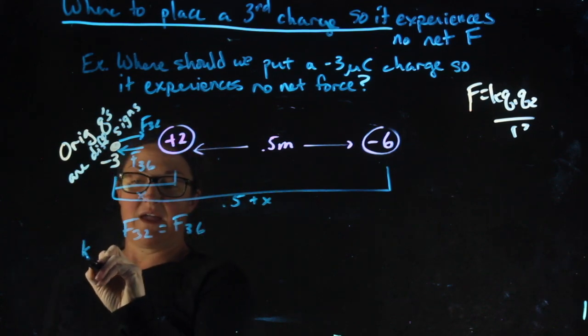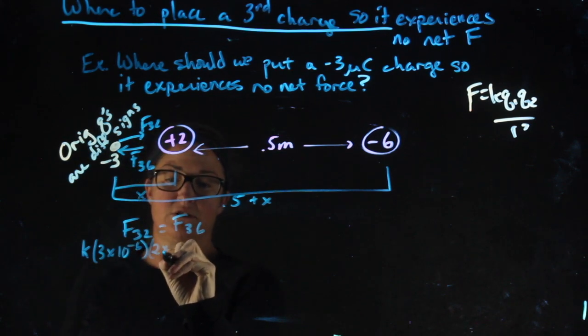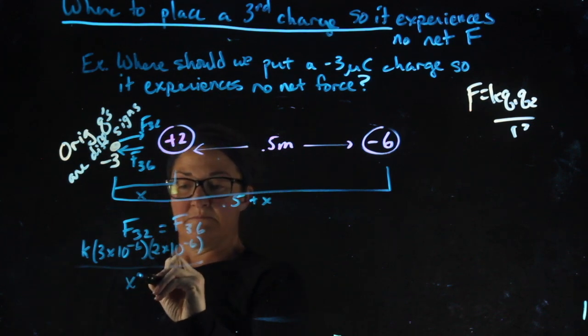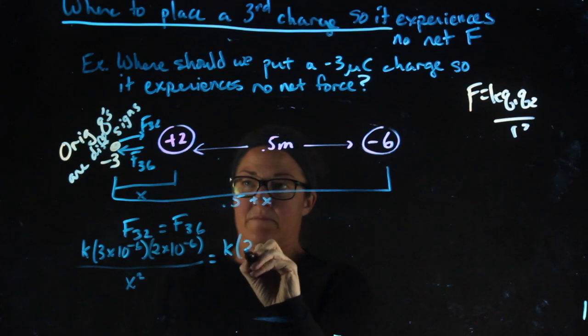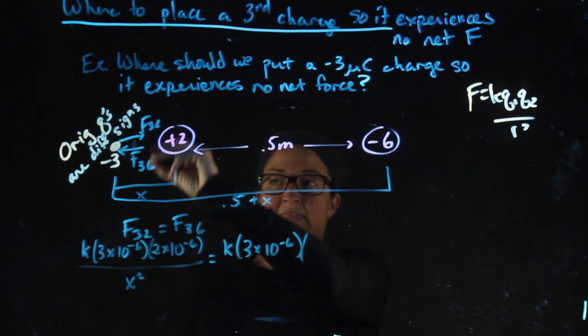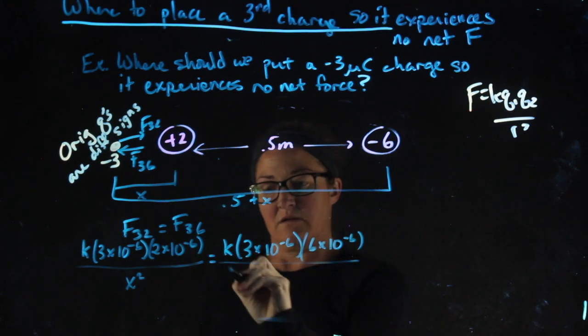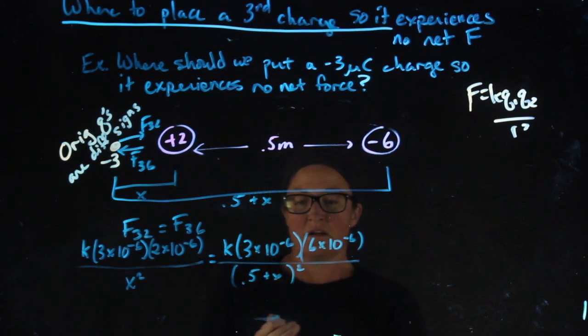Force between the 3 and the 2, k times 3 times 10 to the -6 times 2 times 10 to the -6 over x squared equals k times 3 times 10 to the -6 times 6 times 10 to the -6 over 0.5 plus x quantity squared.